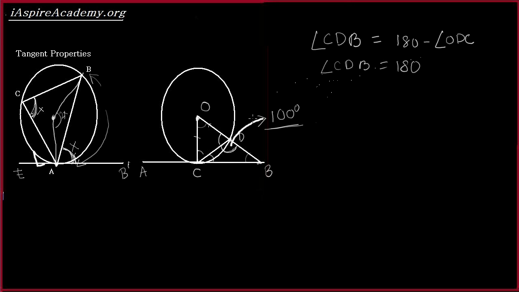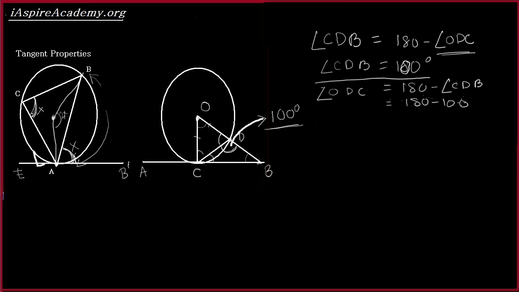So let's see how we can apply the tangent property and all the other formulas you have learned to find out the different angles. One thing is very straightforward, which is ODC. ODC equals 180 minus CDB. I think there was a typo here. CDB is 100 degrees, so this is the input. So 180 minus CDB equals 180 minus 100 equals 80. So this angle is 80 degrees.